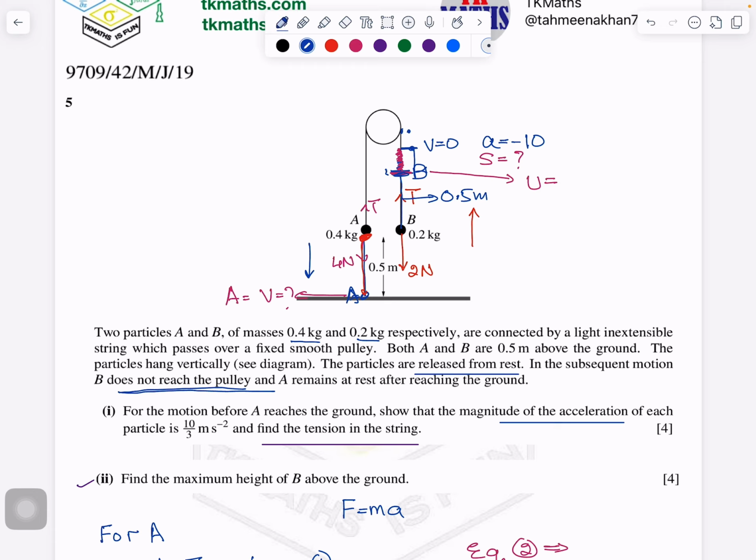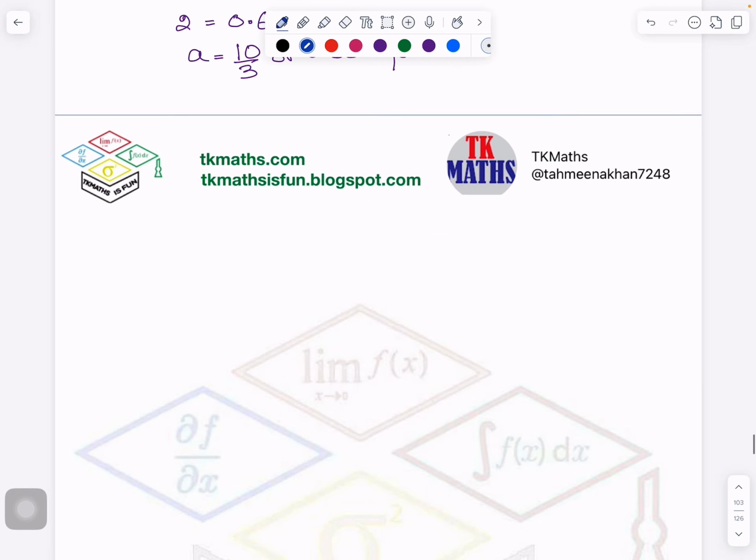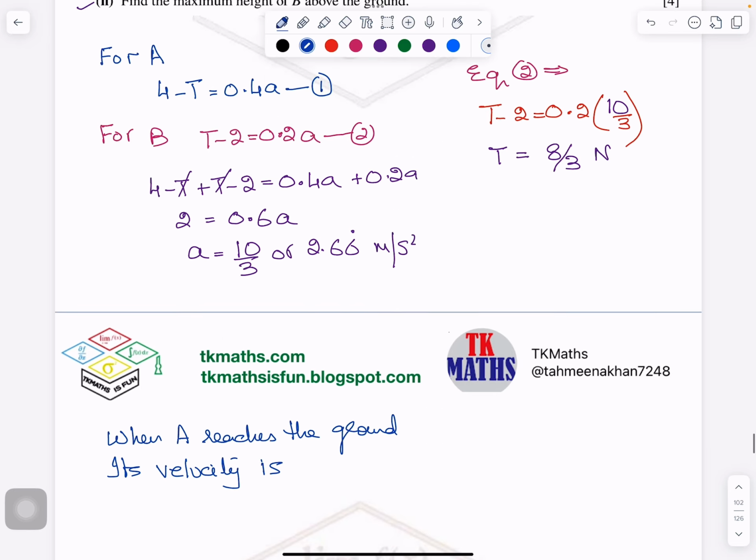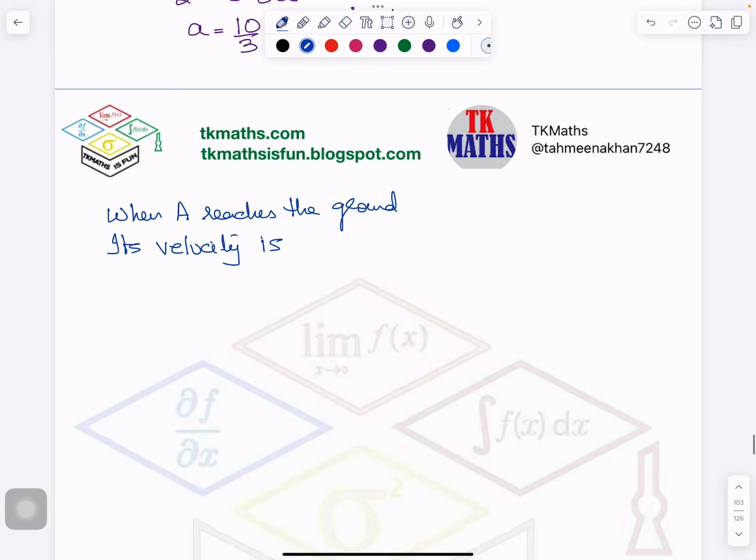Okay, so let's calculate this velocity first of all. So I am writing here, when A reaches the ground, its velocity. Okay, because that is the same as the velocity of B at that time. Its velocity is, so let me calculate with respect to A only. U is equal to 0, because initially both particles were at rest. V I have to calculate.